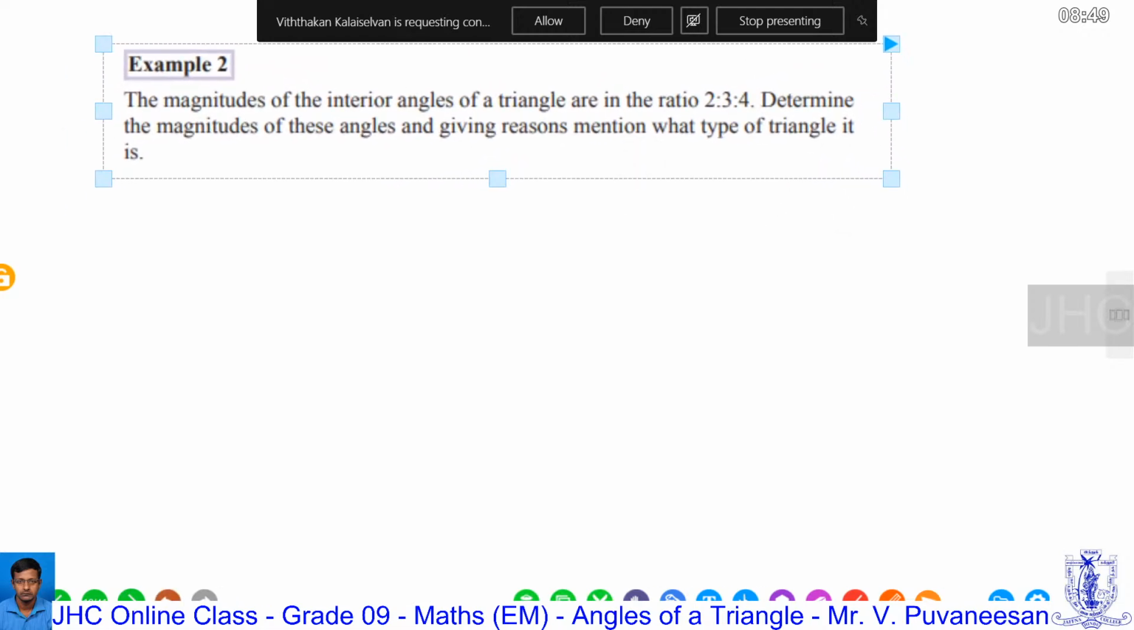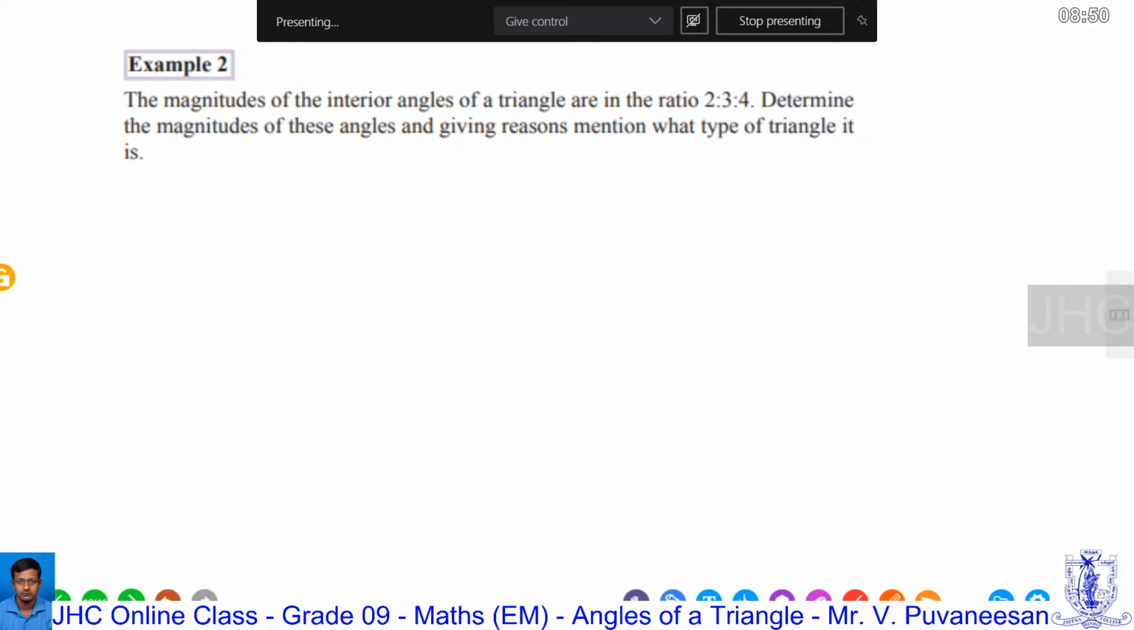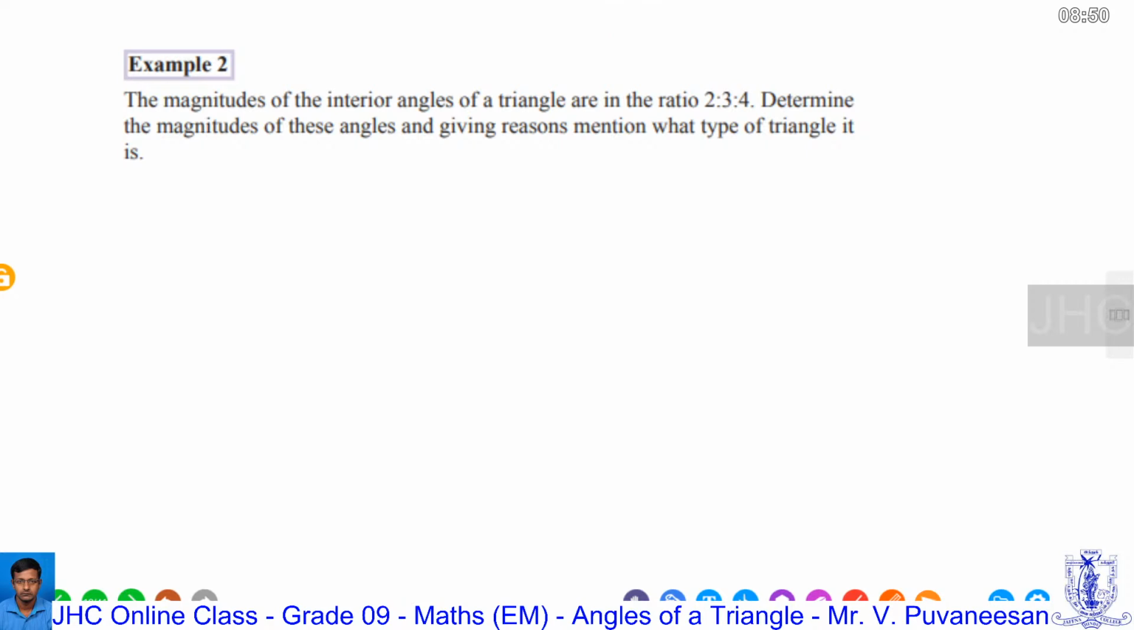Okay. Look at this. The magnitude of the interior angles of a triangle are in the ratio 2:3:4. Determine the magnitude of the angles and giving the reasons mention what type of angle it is. இதில் என்ன சொல்லப்படுது? ஒரு triangle and interior angles are in the ratio 2:3:4 என்ற ரேஷியோவில் இருக்குதாம். Determine the magnitude of these angles, giving reasons, and mention what type of angle it is. இது வந்து என்ன டைப்பான angle உண்டு. சரியா?